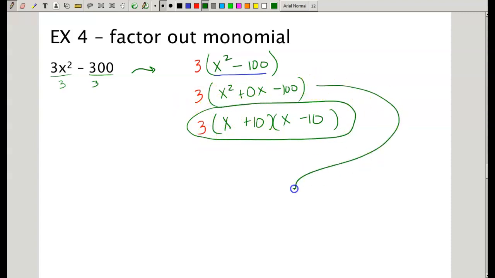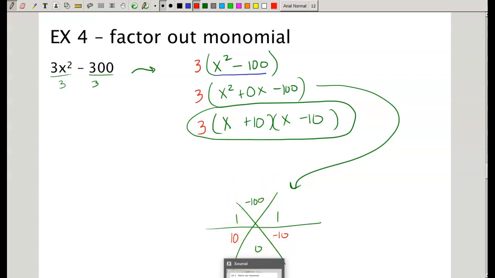You could easily go ahead and do the snowflake as well, right? Snowflake would be easy here, because we would say 1 and 1, this is negative 100, and this is 0. So we'd be thinking about what multiplies up to negative 100, right? 10 and negative 10. And that multiplies up to the top, and this adds up to the bottom. So this would be the complete factoring for example 4, but making sure that we factor out, do that first step first.